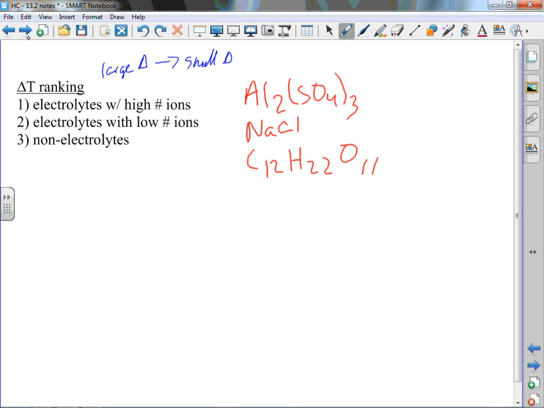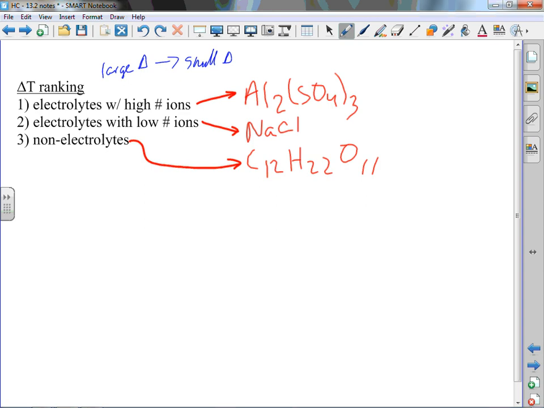If we're trying to rank what's going to give us the largest delta T down to the smallest delta T, the biggest temperature change comes from electrolytes with a high number of ions, things like aluminum sulfate. Next would be electrolytes with a low number of ions, like salt. And finally, the chemical that would give us the least temperature change would be a covalent compound like sugar. Sugar is not a good one to use if we're talking about melting chemicals.